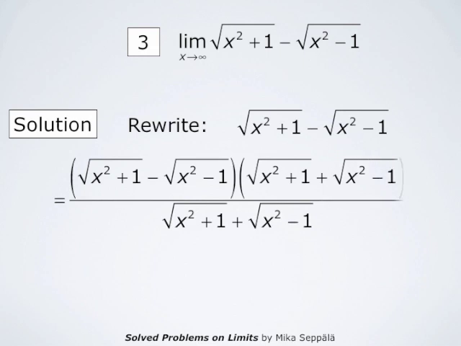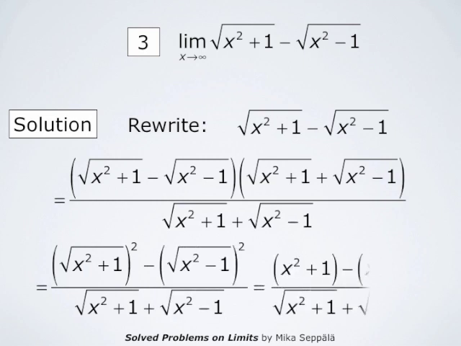The expression gets now a little bit long. The square root of x squared plus 1 minus the square root of x squared minus 1 becomes the difference of the square roots times the sum of the square roots divided by the sum of the square roots. The sum of the square roots, of course, could be cancelled out, and then we would be back in the original expression. However, this rewriting is useful because the difference of the square roots times the sum of the square roots is simply the first square root squared minus the second square root squared.